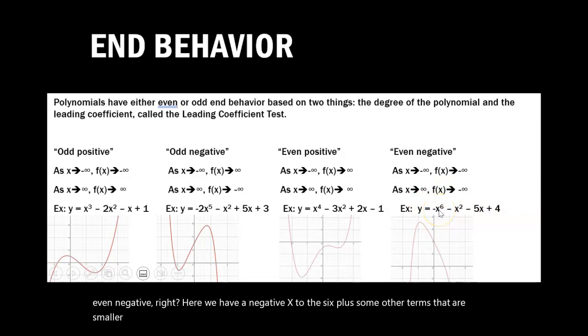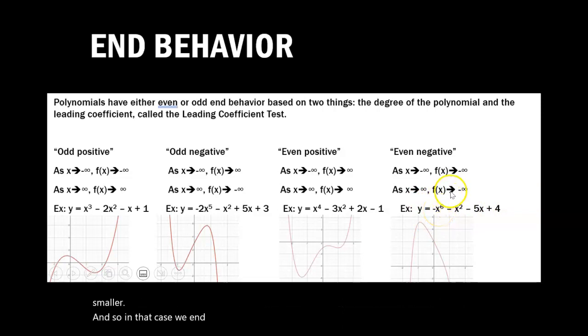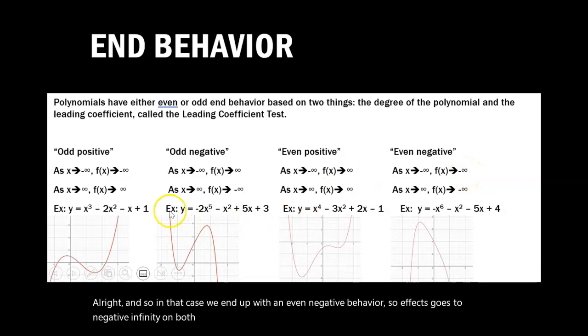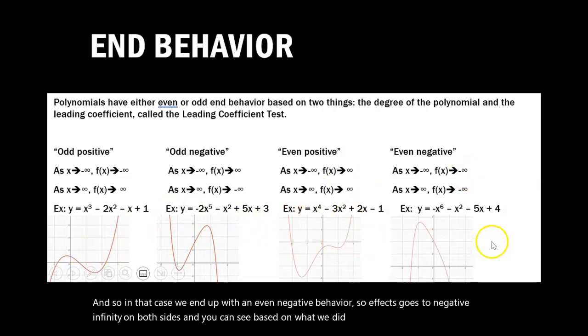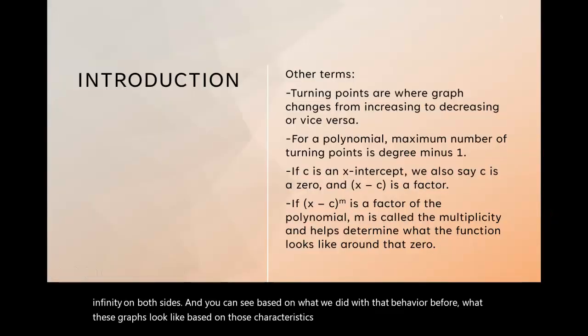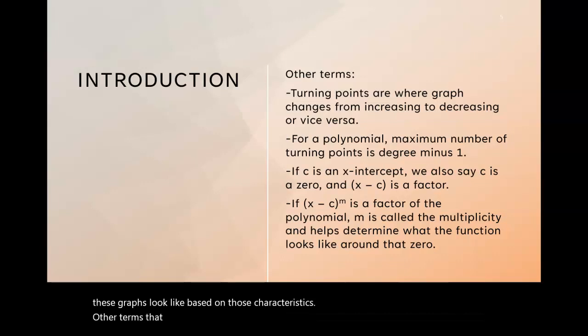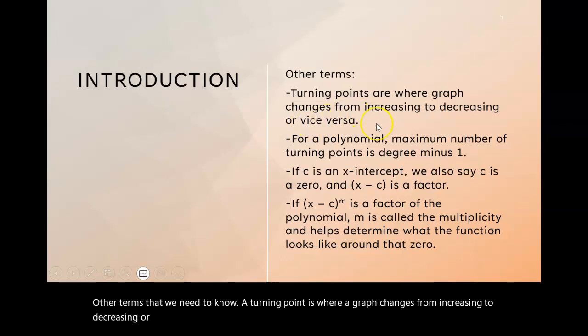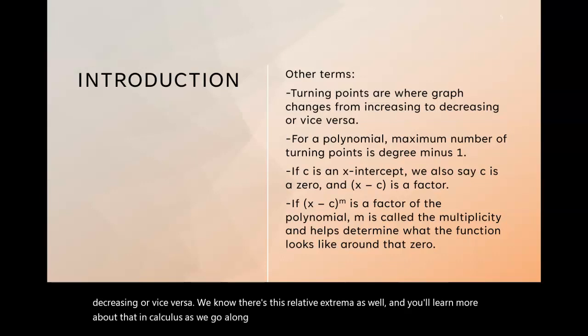All right, and so in that case, we end up with an even negative end behavior, so f of x goes to negative infinity on both sides. And you can see, based on what we did with end behavior before, what these graphs look like based on those characteristics. Other terms that we need to know: a turning point is where a graph changes from increasing to decreasing or vice versa. We know those as relative extrema as well, and you'll learn more about that in calculus as we go along the route.